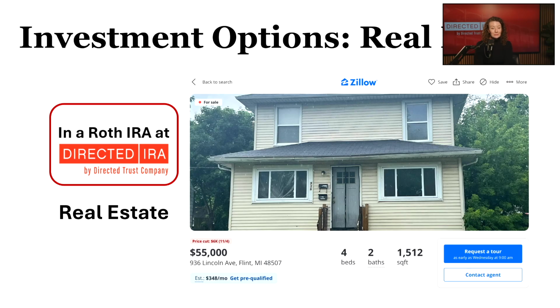But when it comes to Flint, as you can imagine, it's pretty affordable still. With this particular listing, what you're looking at is a $55,000 building, 4 beds, 2 baths. It's actually a duplex, so there's 2 units in this property. Let's talk a little bit about what it looks like to own this duplex as a long-term rental in a Roth IRA.